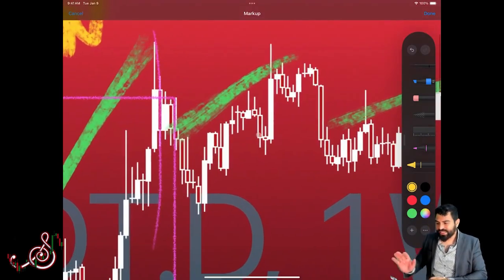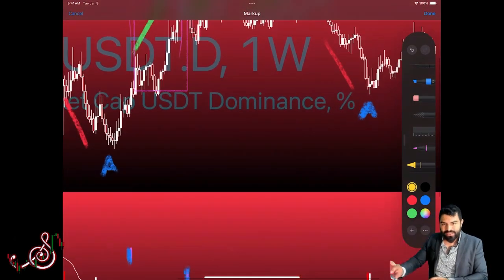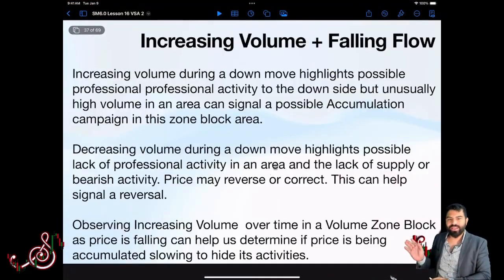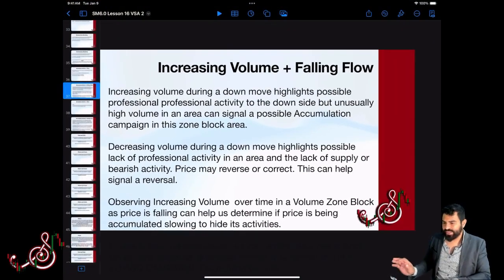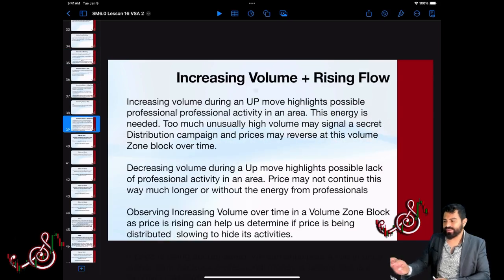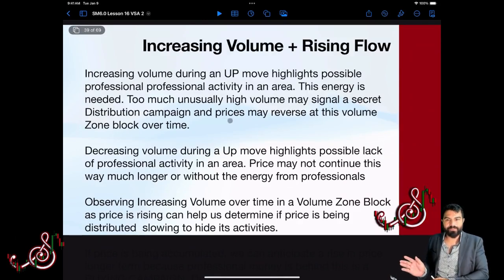All right, what about the next move up? We're going up higher. Are the professionals dumping it? Are we seeing a strong increase in volume? As I explained in the first paragraph, we're looking for that increase in volume. Increasing volume during a down move, we need to go to the rising one. Rising. Yeah. Increasing volume during an up move highlights possible professional activity in the area. This energy is needed, but too much unusually high volume may be a secret signal, a secret distribution campaign.